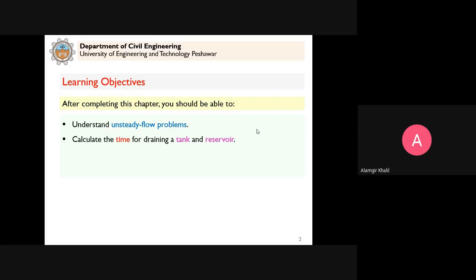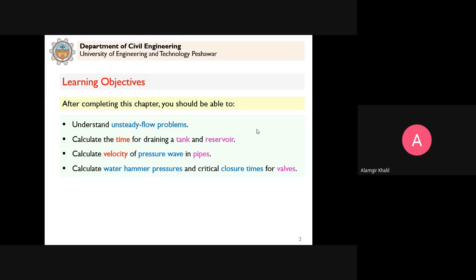Similarly, we will calculate the time for draining a tank and reservoir, and calculate the velocity of pressure wave in pipes. So we will study how pressure waves set up when fluids flow in pipes, and how to calculate the velocity of these pressure waves.